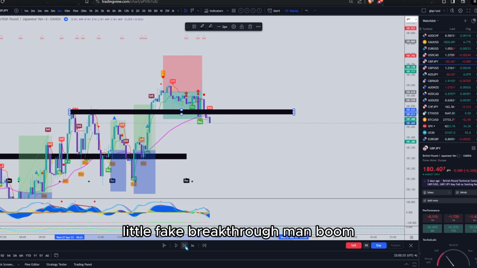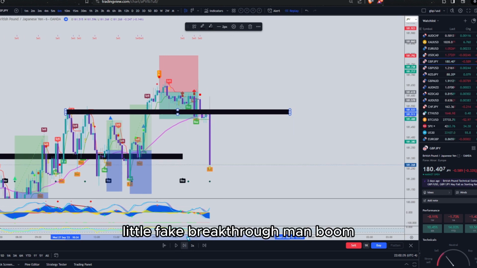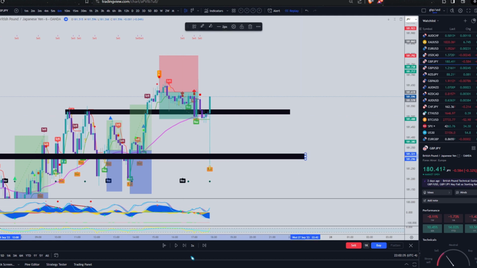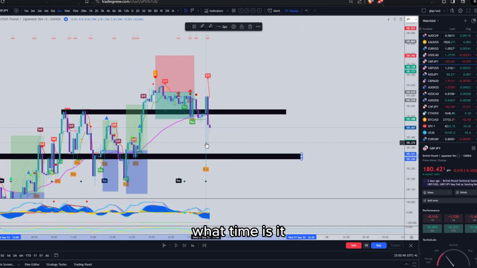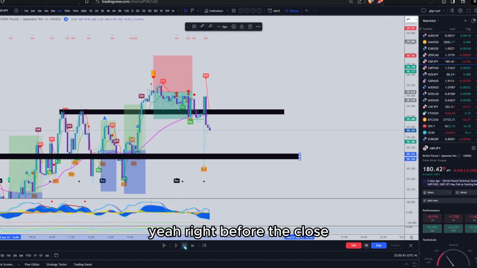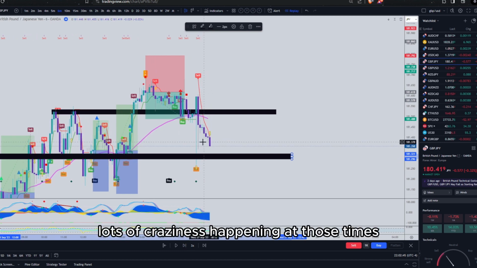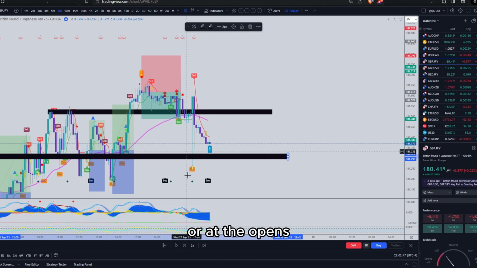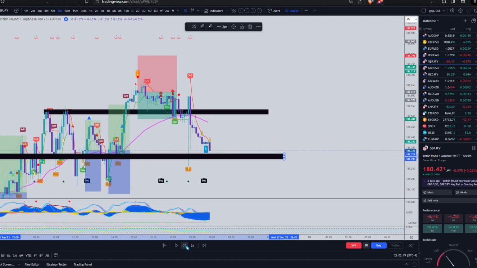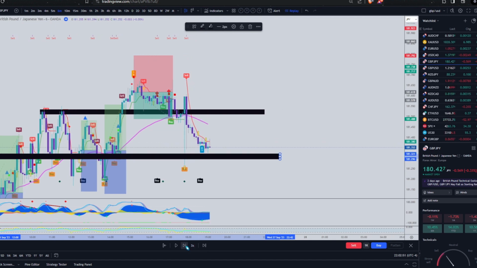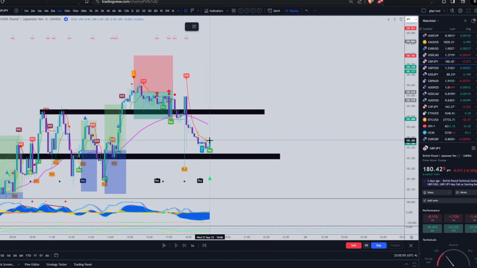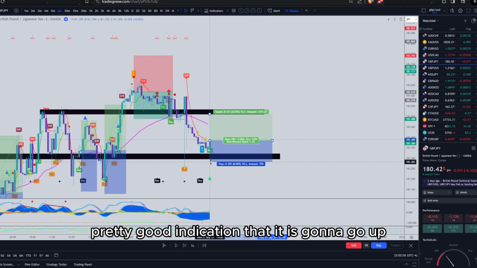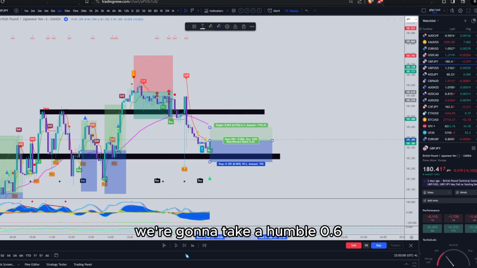Okay, a little fake breakthrough. Boom, goes to the next one, goes right back up. Oof. What time is it? Yeah, right before the close. Lots of craziness happening at those times. We're at the opens. Boom, looks like a bounce off of our other level here. Pretty good indication that it is going to go up. We're going to take a humble 0.6.